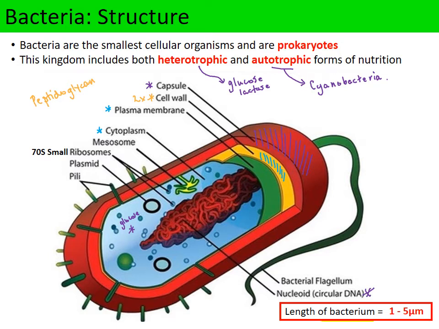The other circular DNA, it's smaller double-stranded circular DNA called plasmids. Now these quite often will have what we call antibiotic resistance genes on them.